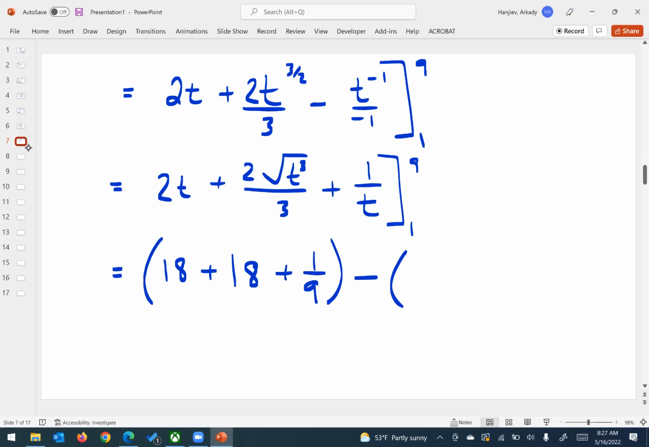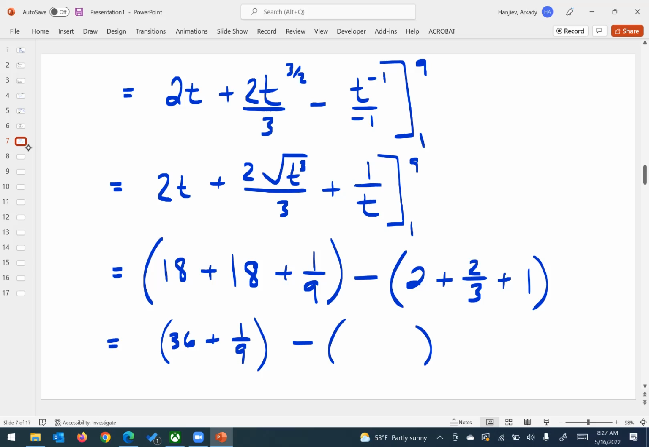Minus. Now we're plugging in a 1. Okay, I like 1s as well. 1s are pretty cool. And 1 over 1 is just 1. Okay, we've got some work ahead of us though. So I'll probably put all the... This will be 36 plus 1/9.